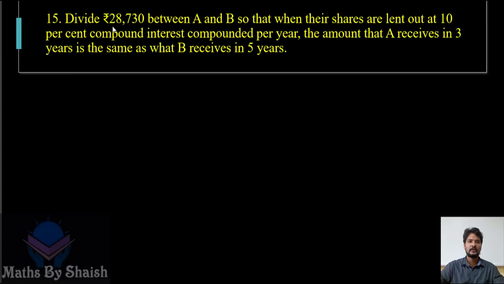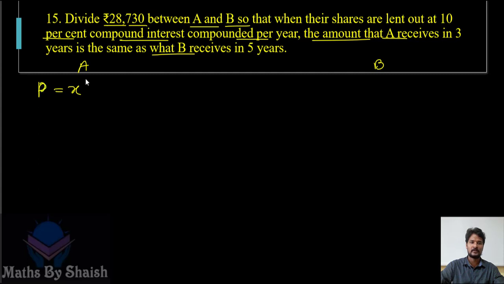Here's the 15th question, divide 28,730 between A and B so that when their shares are lent out at 10% compound interest compounded year per year, the amount that A receives in 3 years is the same as the amount B receives in 5 years. So we will calculate for A and B separately. So for example, if A got X amount, so P is X amount, the share of A is X rupees.